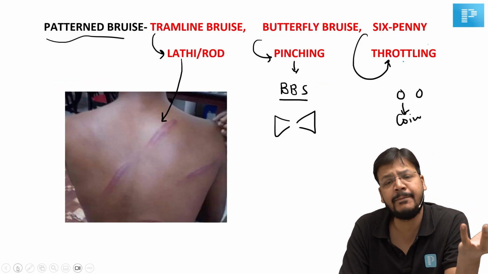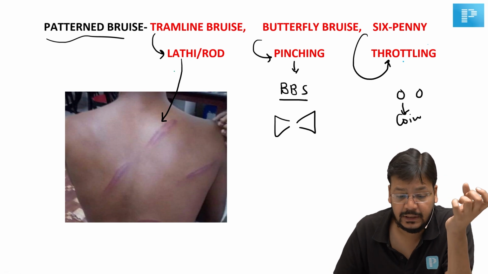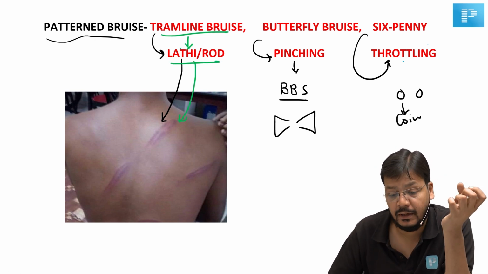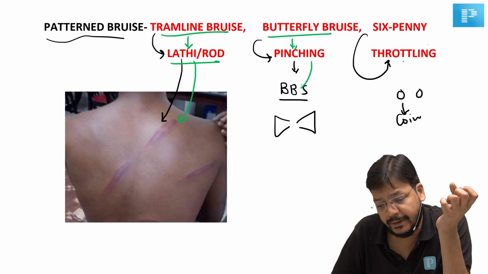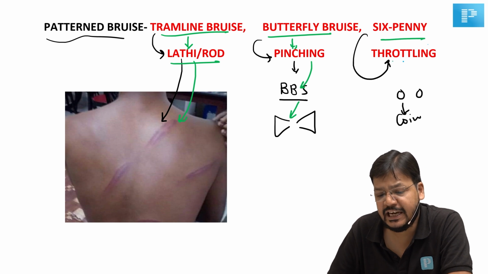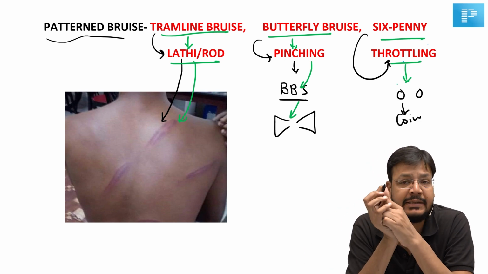Sir, this is a very important example. Pattern bruise. This is by lathi or rod. It is a tram line bruise. Butterfly bruise produced by pinching in battered baby syndrome. That is a butterfly bruise. Six penny or coin shaped bruises are present in throttling.